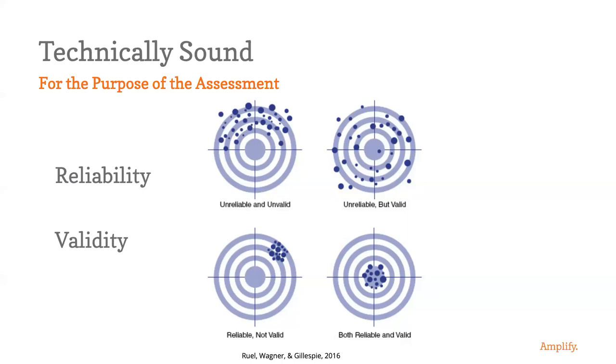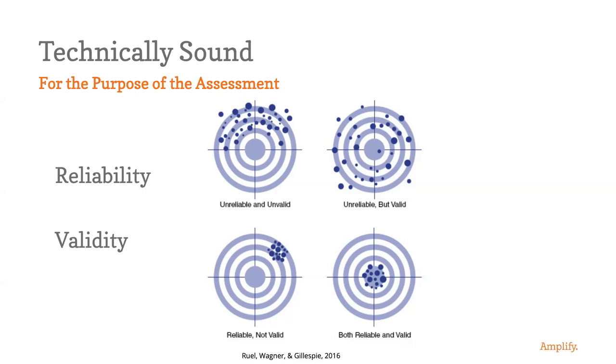So we want to think about reliability, and that's the consistency with which a tool classifies students from one administration to the next. A tool is reliable if it produces the same results when administering the test under different conditions at different times or using different forms or with different raters.